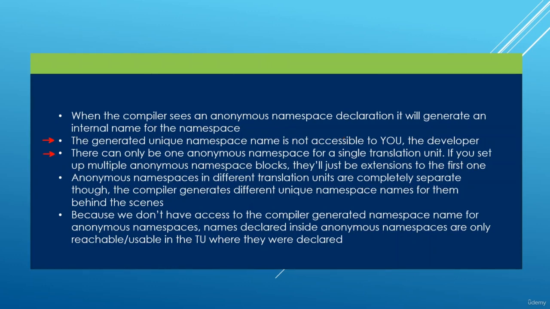And there can only be one anonymous namespace for a single translation unit. If you set up multiple anonymous namespace blocks, they will just be extensions of the first one, and we have talked about this. Anonymous namespaces in different translation units are completely separate, and the compiler is just going to generate different namespaces for them. Because you don't have access to the compiler-generated namespace, the things you declare inside the namespace are only going to be accessible in the translation unit where they were declared. This is what we just said, but I really want you to keep this in mind.